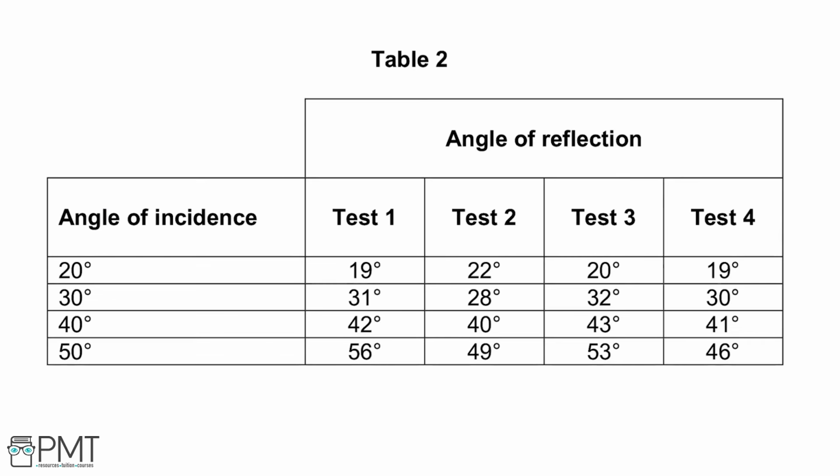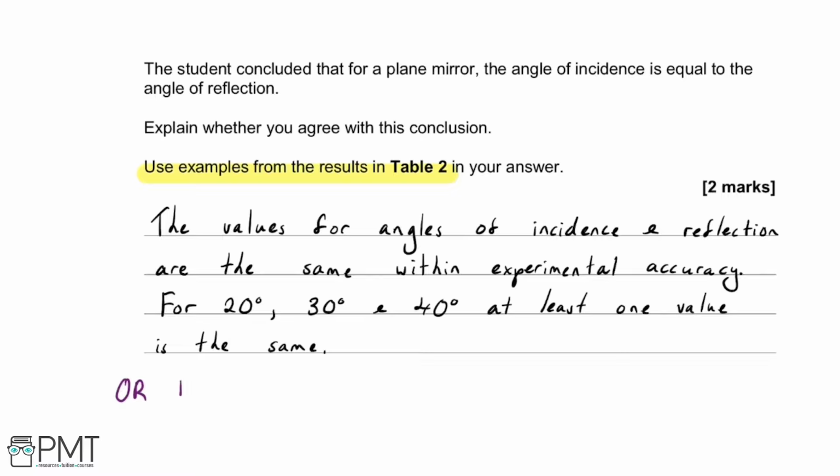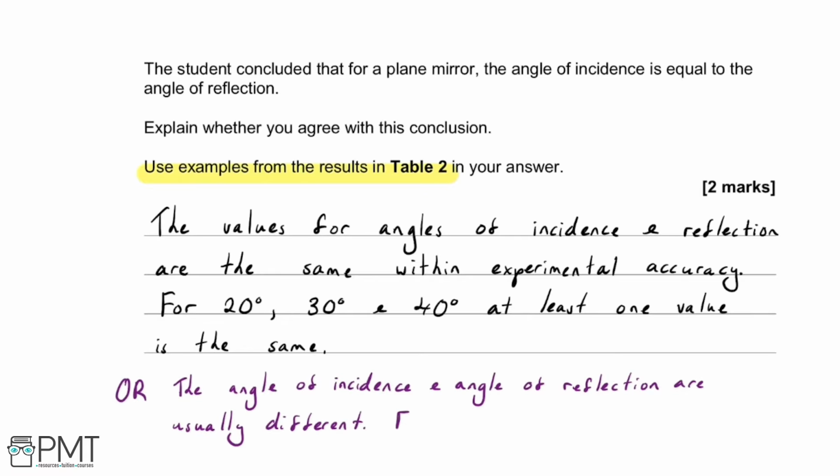However, there is another way that you could take this question. You could actually disagree with the student instead. Looking back at table 2, if we take a look at 50 degrees, then there is actually quite a lot of variance. We get up to 6 degrees away from the angle of incidence, and none of the values for the angle of reflection are equal to the angle of incidence. So you could instead say that they're usually different, and your example would be that at 50 degrees there are big differences, up to 6 degrees.